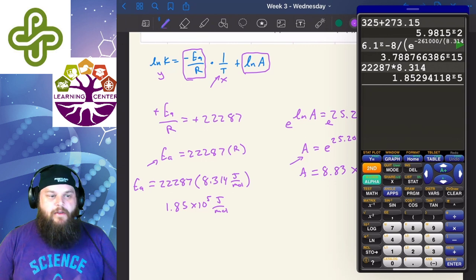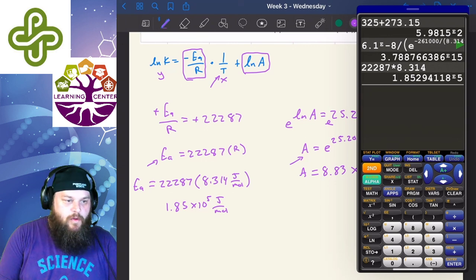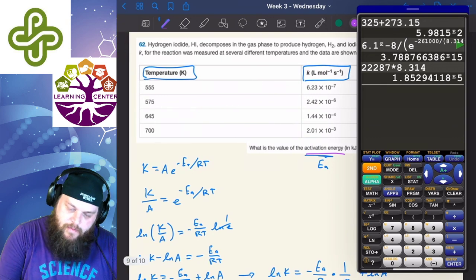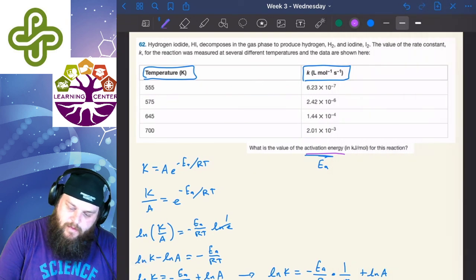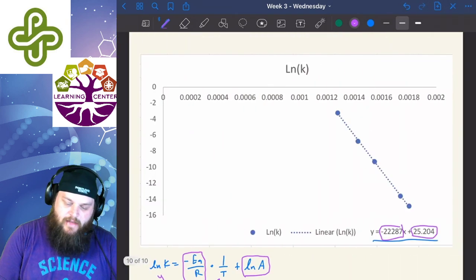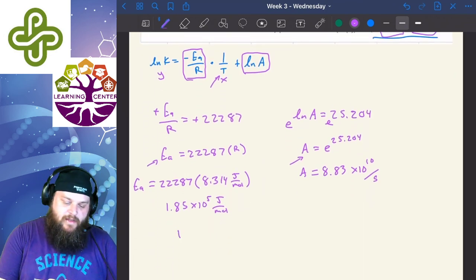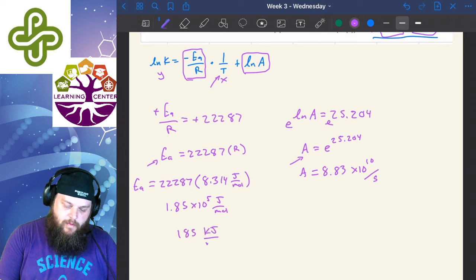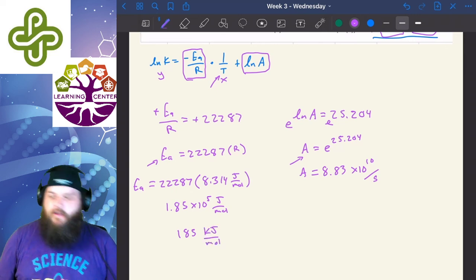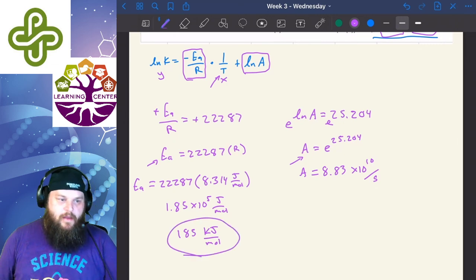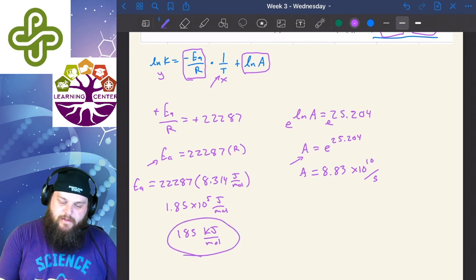Just to get it in the right frame of things, we have joules per mole there. What are they asking for anyways? They're asking for kilojoules per mole, which is good because when you're at 10 to the 5th power, you really want to shrink that down a little bit. We can say that's 185 kilojoules per mole, because there's 1,000 joules per kilojoule. And that is our activation energy.